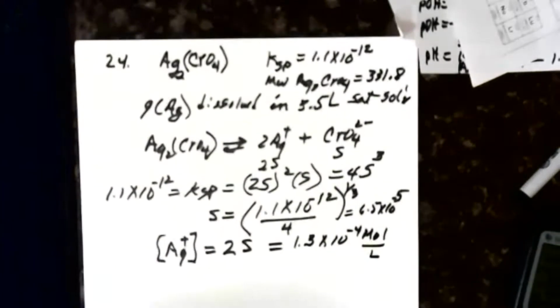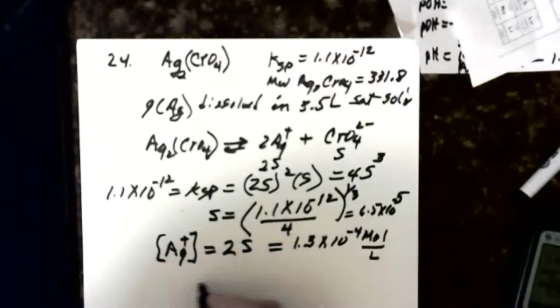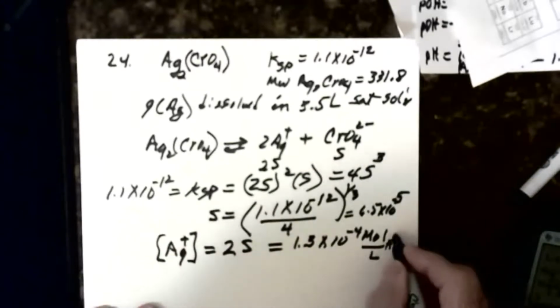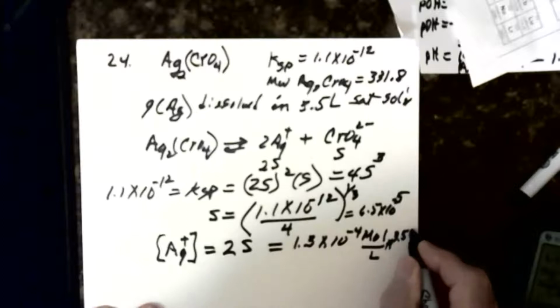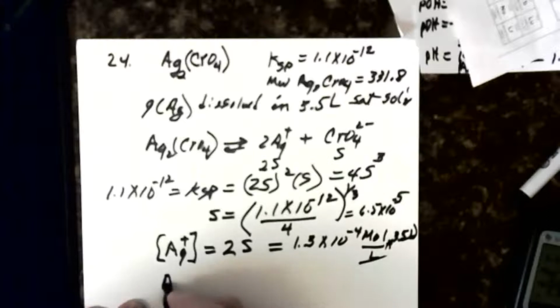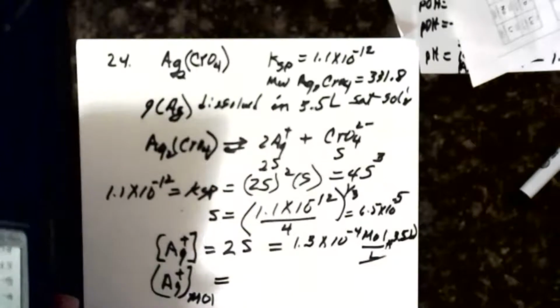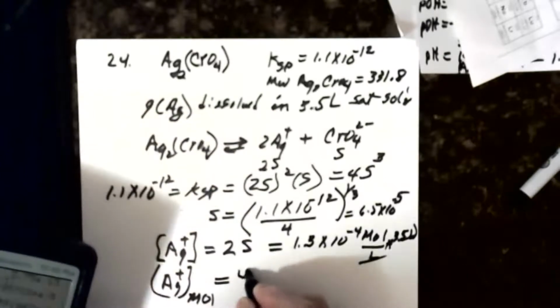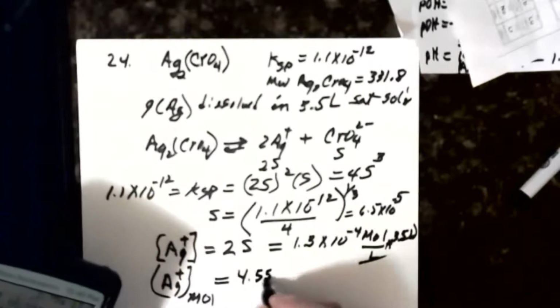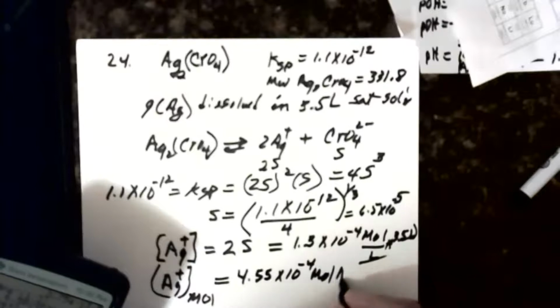Now it asked me for the mass that will be in 3.5 liters. So if I multiply this by 3.5 liters, that's going to give me the moles. That's going to be equal to this times 3.5. So I've got that answer times 3.5. That gives me 4.55 times 10 to the negative 4 moles of Ag.